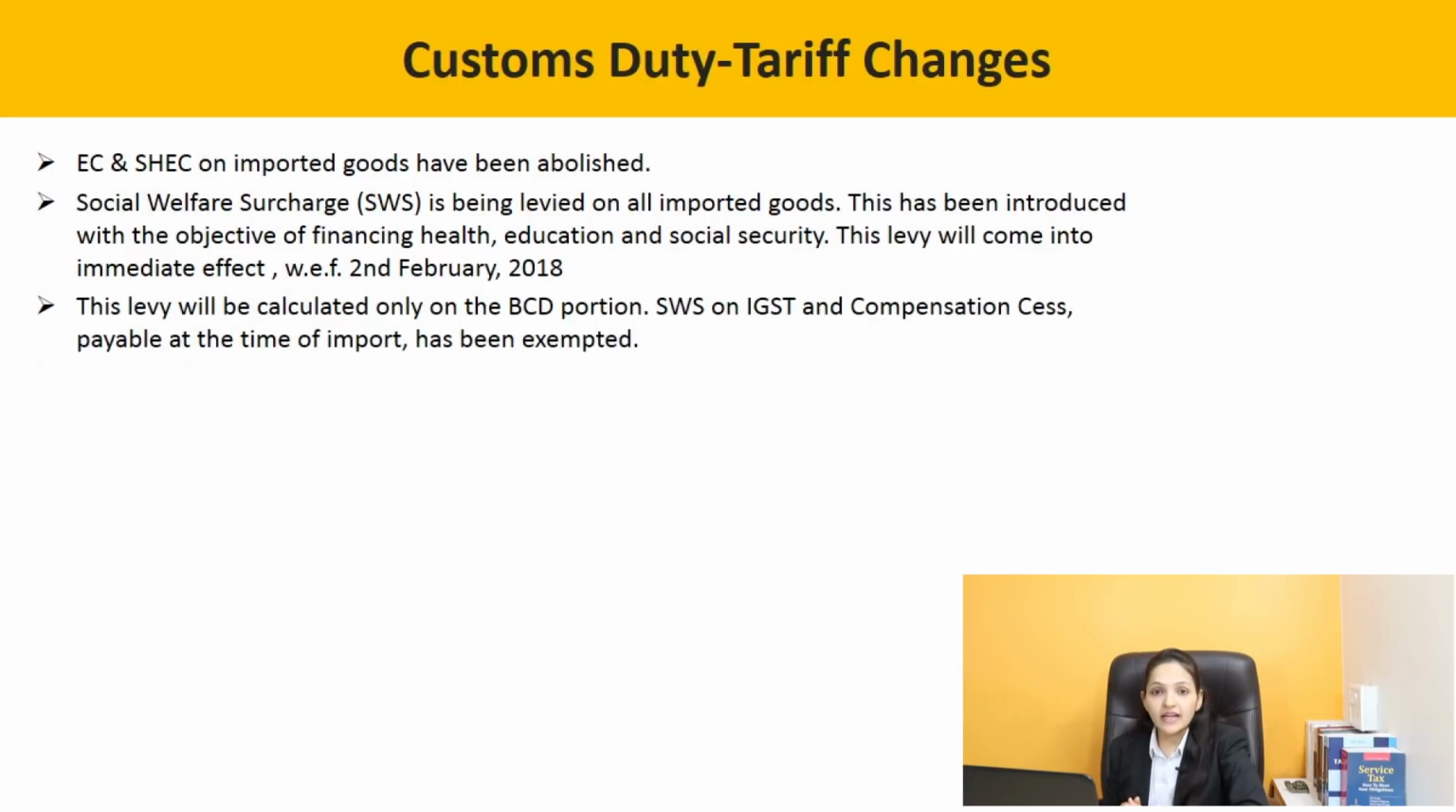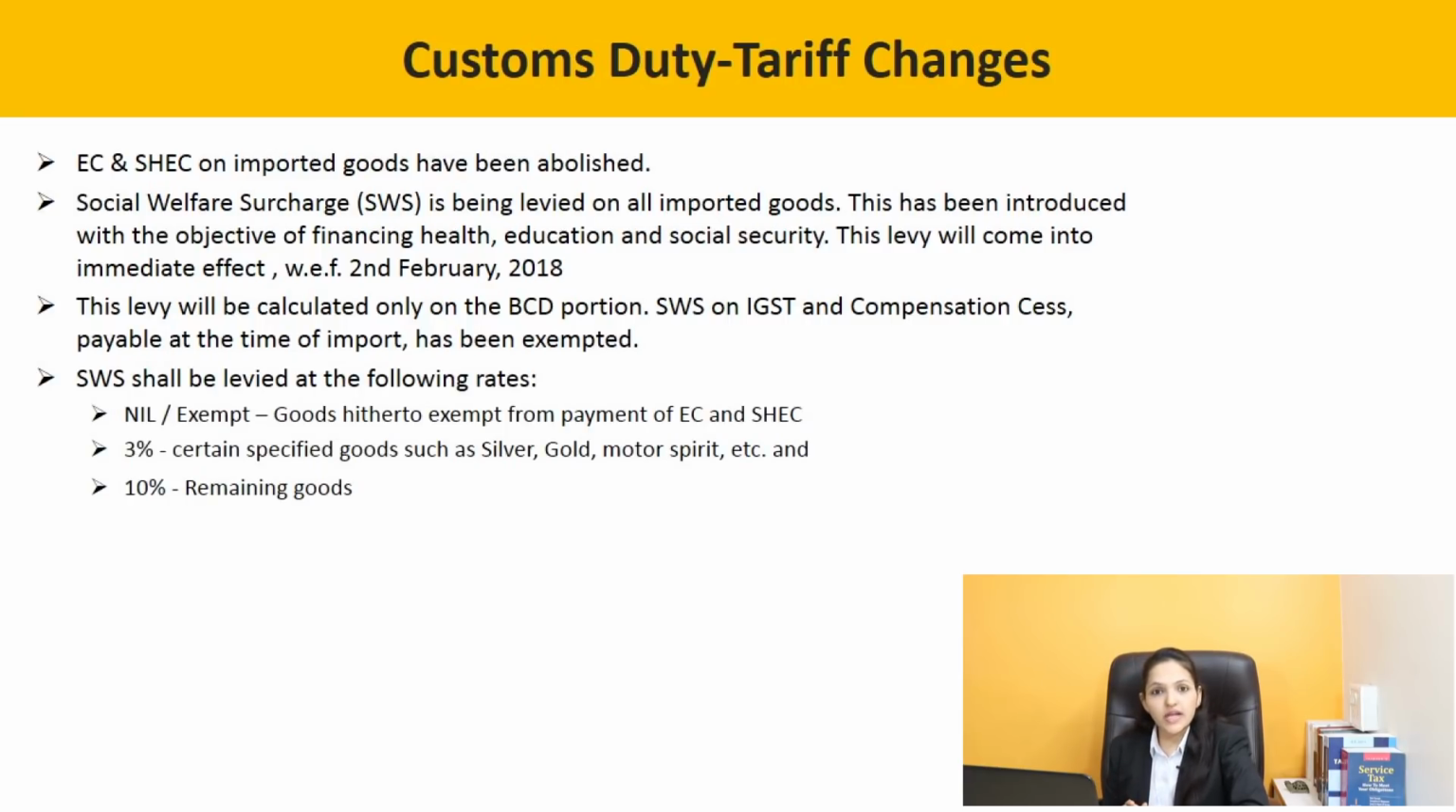This levy will be calculated on BCD portion only. Social welfare surcharge on IGST and compensation cess payable at the time of import has been exempted. Social welfare surcharge shall be levied at the following rates. Nil rate for goods which are hitherto exempt from payment of education cess and secondary and higher education cess, 3% social welfare surcharge for certain specified goods such as silver, gold, motor spirit, etc., and 10% for the remaining goods.